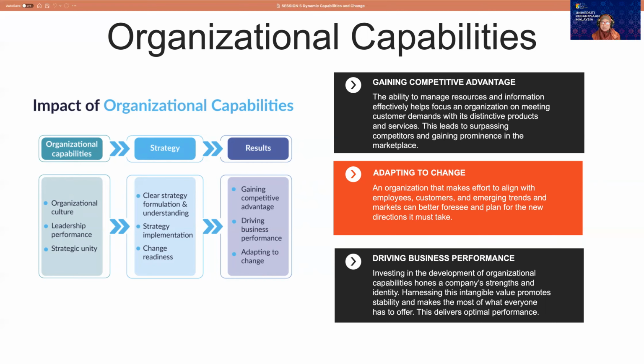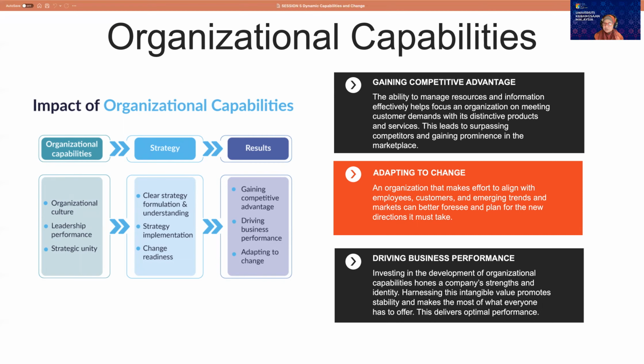All right. So adapting to change means that the organization makes an effort to align with employees, customers, and emerging trends and markets, and can better foresee and plan for the new direction it must take. And with this, they can drive business performance. Investing in the development of organizational capabilities hones a company's strengths and identity, and harnessing this intangible value promotes stability and makes the most of what everyone has to offer.